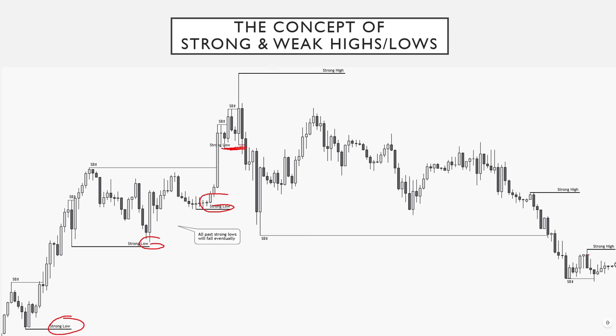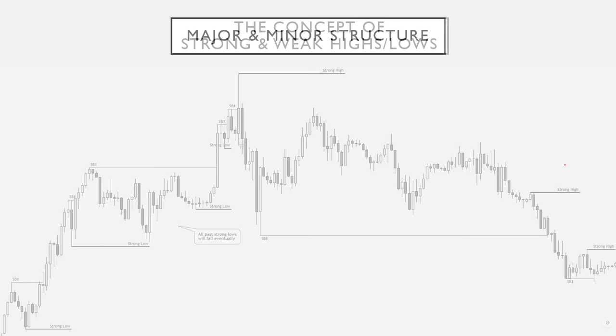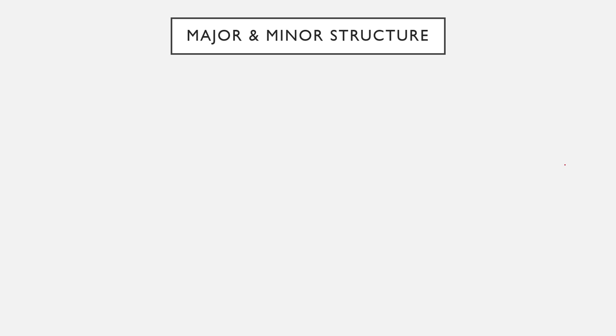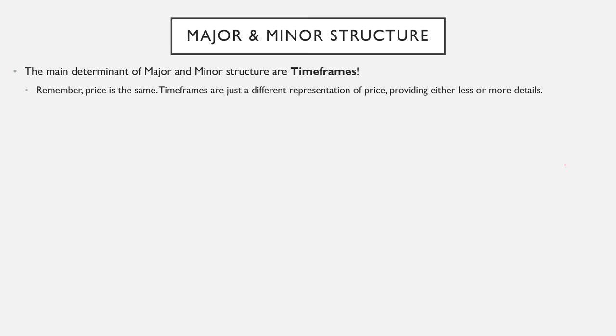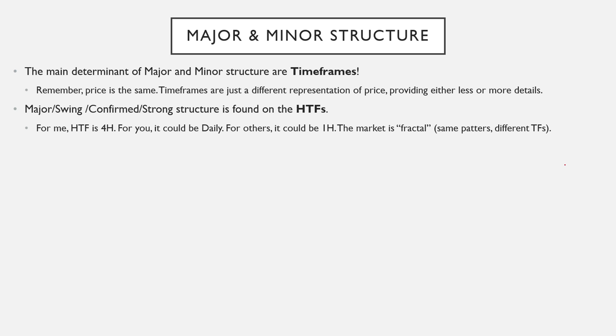Right now, the big problem for all of you, major, minor structure. What's that? Okay, super simple. The main determinant of major and minor structure are time frames. It's so simple. Remember, price is the same, but time frames are just a different representation of price, providing either less or more details. So the higher time frames provide you with your major, your swing, your confirmed market structure, your strong structure. This is on your higher time frame.